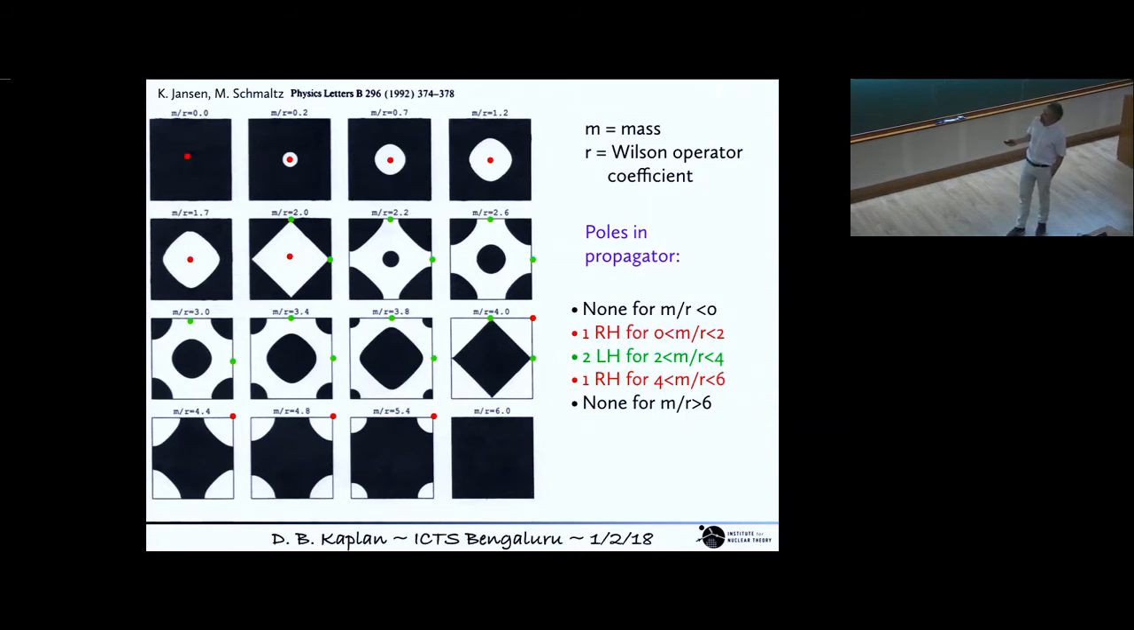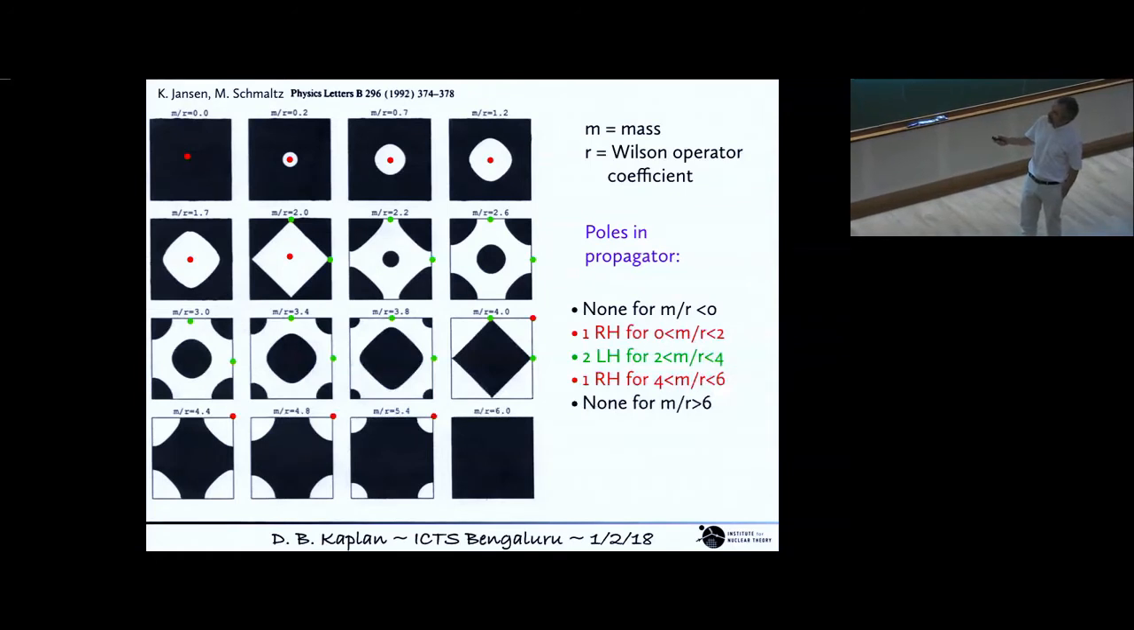And to make it even more interesting, the chirality of these modes switches. So for m over r negative, none; between 0 and 2, you get one right-handed mode; 2 and 4, you get two left-handed modes; 4 and 6, you get one right-handed mode, and so on. And then you run out. And if you go to higher dimension, you just get the, what do you call it, the magic triangle numbers, Pascal numbers? Forget it.